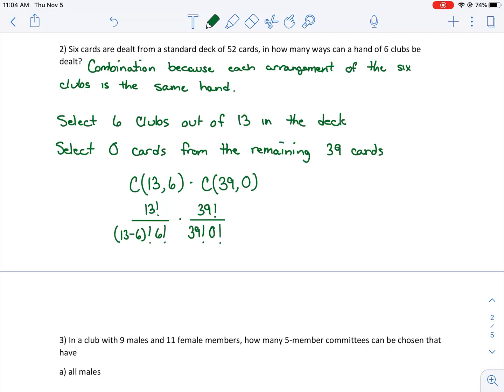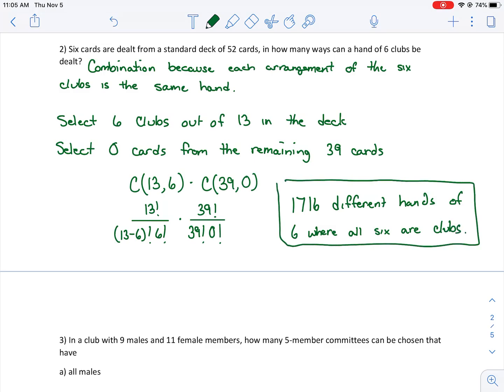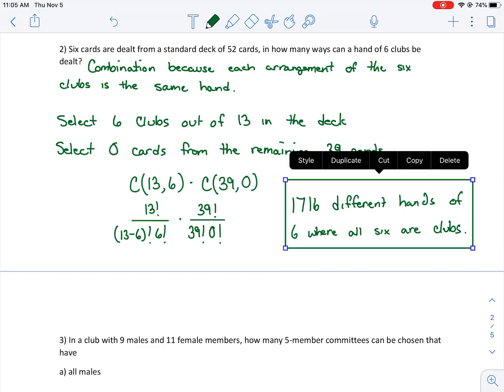And after all calculations, you will get that there are 1,716 different hands of 6 where all 6 are clubs. And we are done.